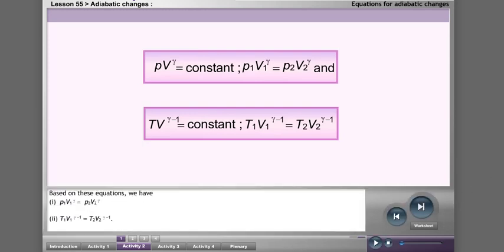Based on these equations, we have: 1. P1V1^γ equals P2V2^γ. 2. T1V1^(γ-1) equals T2V2^(γ-1).